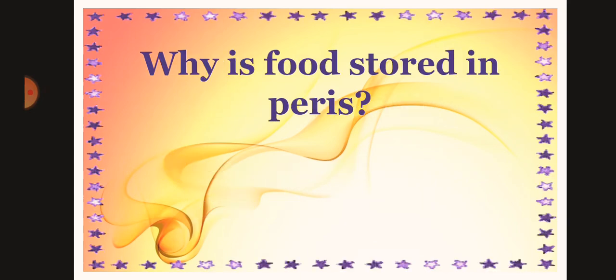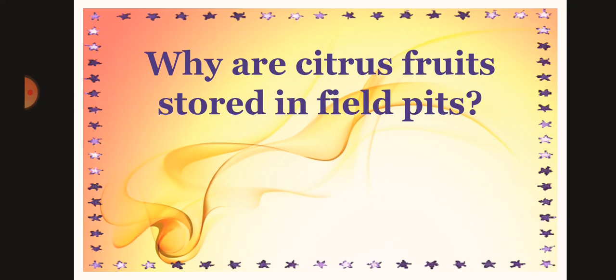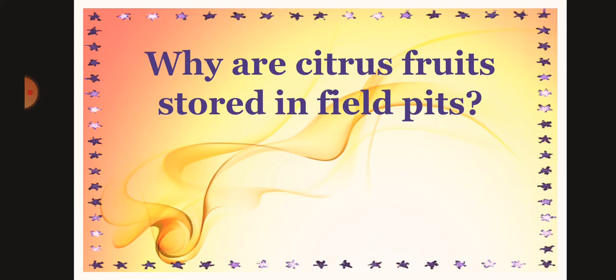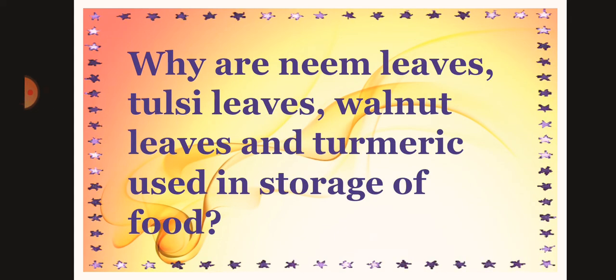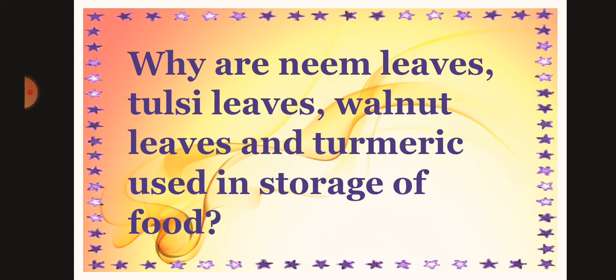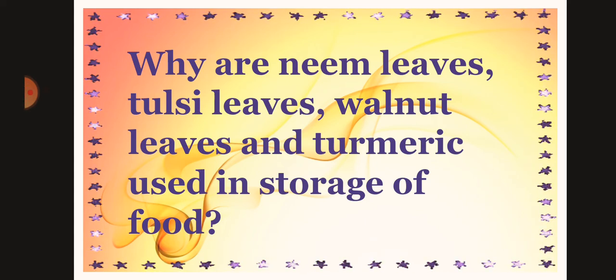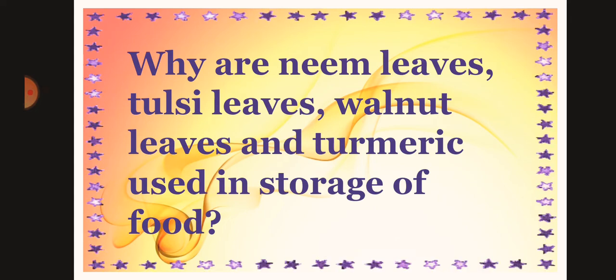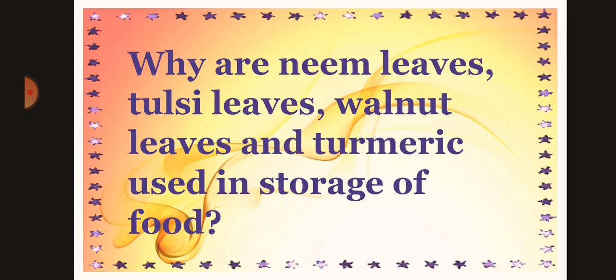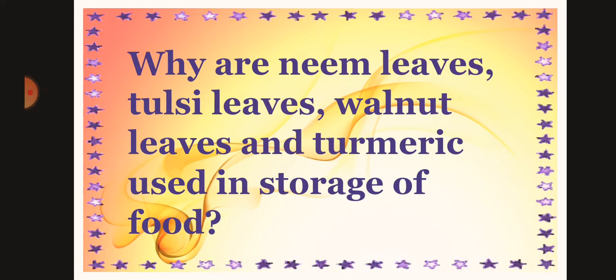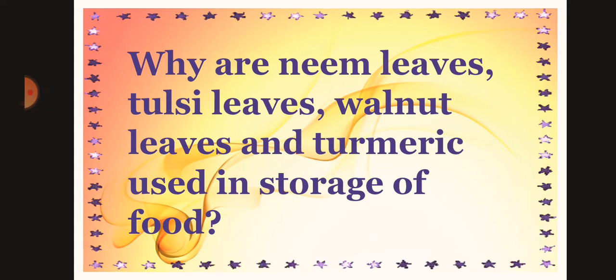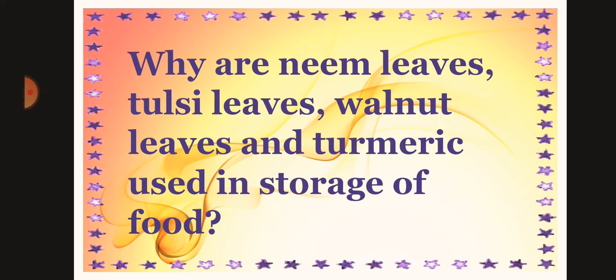Now, what about citrus food? Citrus food is kept in the field, which helps them stay cold, right? So that is the reason they are kept there. Now, why are neem leaves, tulsi leaves, walnut leaves, and turmeric used for storage of food? These things are used because they have antimicrobial properties that help to keep pests away. Even at your home, you would have seen your mother or your grandmother keeping these things along with the grains, right? Because they have antimicrobial properties and don't allow pests and other things to attack them.